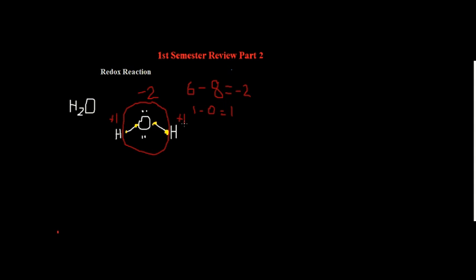If you add all of this together, H2O is neutral: -2 plus 2 gives you 0. So this is how you would work. For redox reactions, we really want to stress this form, not the formal charge form, but the ionic form of figuring out the charge of a molecule.